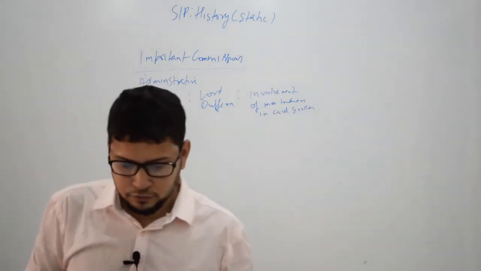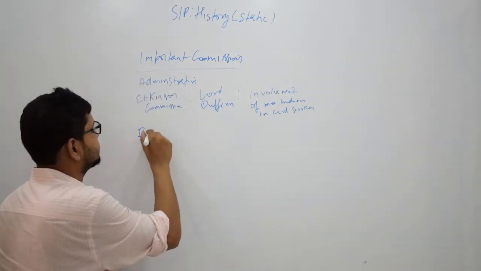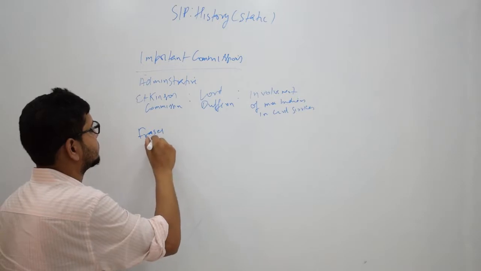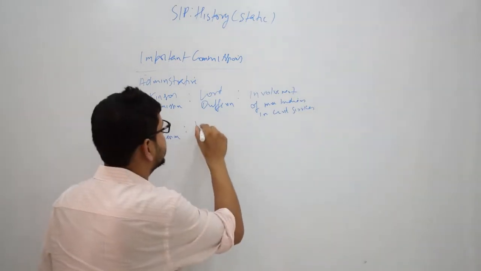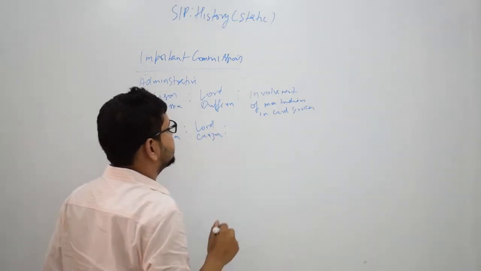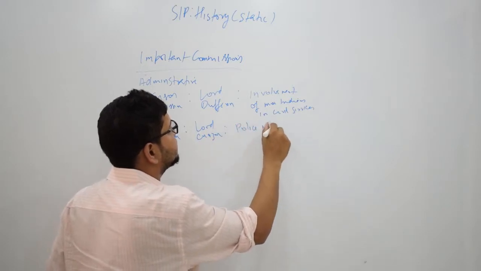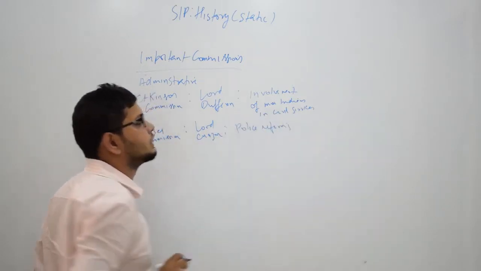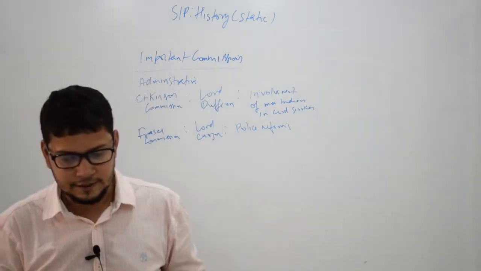Next we have the Fraser Commission. It was introduced during the time of Lord Curzon, and this was about police reform. It recommended the establishment of CID, which was later established under Lord Curzon.